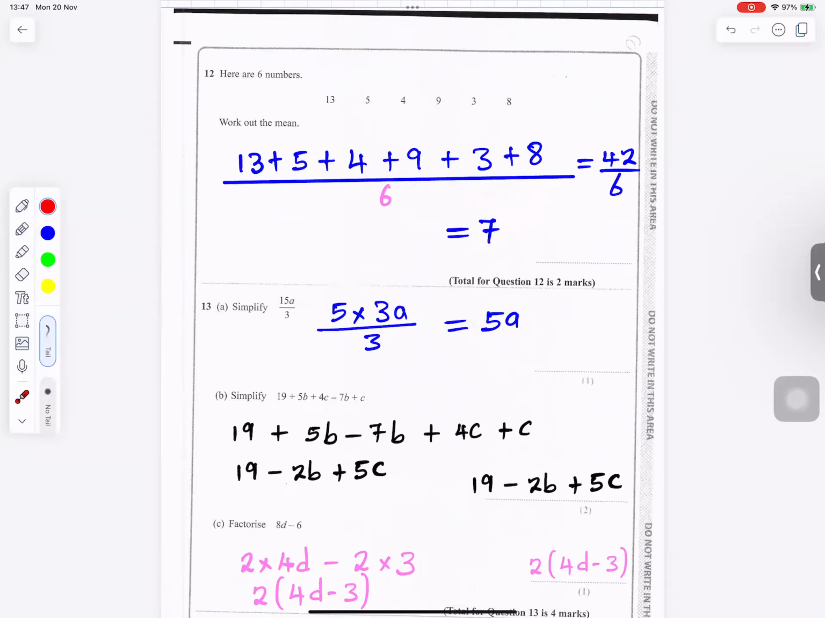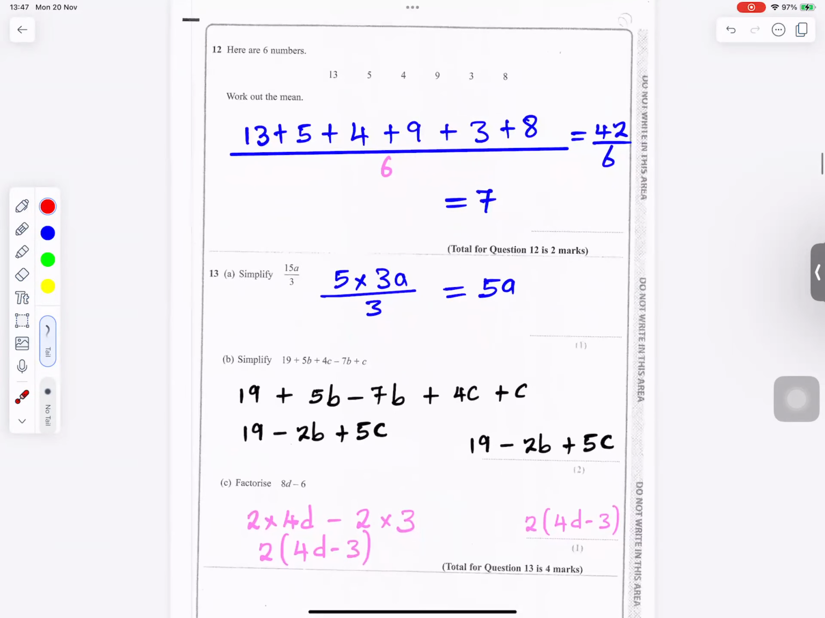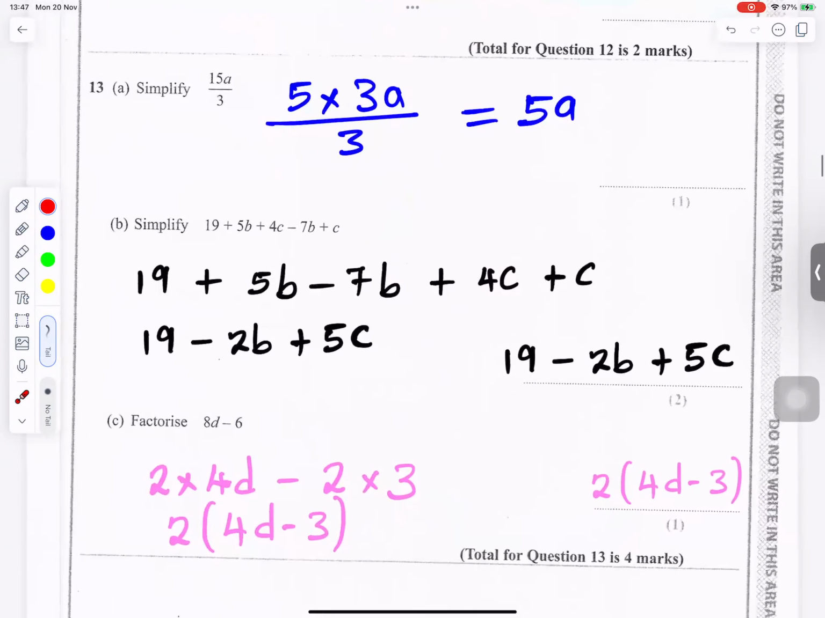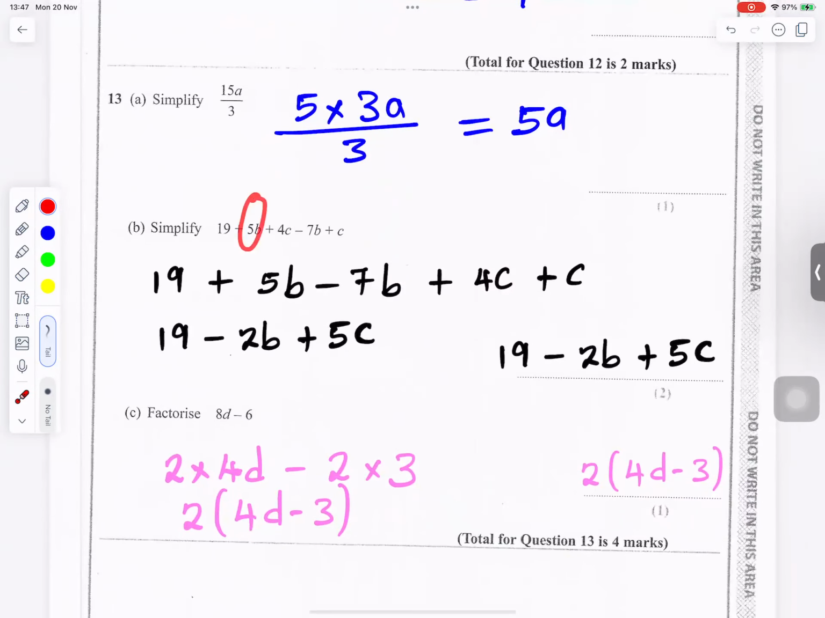Part B. Simplify. You want to take the ones which are similar. 5b minus 7b, put that together, you get minus 2b. 4c plus c gives you 5c. And the 19 stays as it is, so it's 19 minus 2b plus 5c.